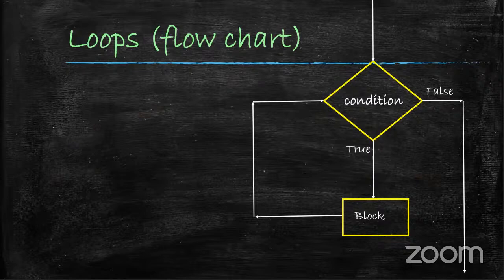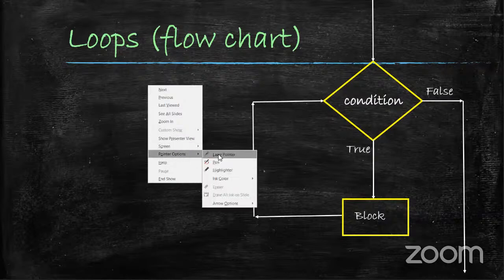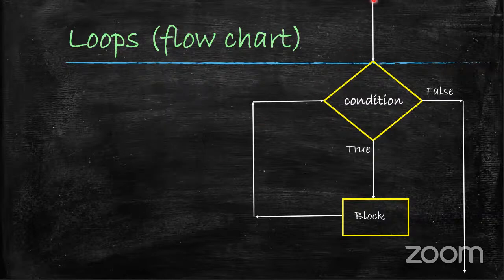Let's look at the flow chart. The flow chart is like this. Let me start the pointer. So there is a program first, some part of the program. From there it comes to the loop. The white arrow shows the flow of the program. It comes to a condition. The condition has to be either true or false.